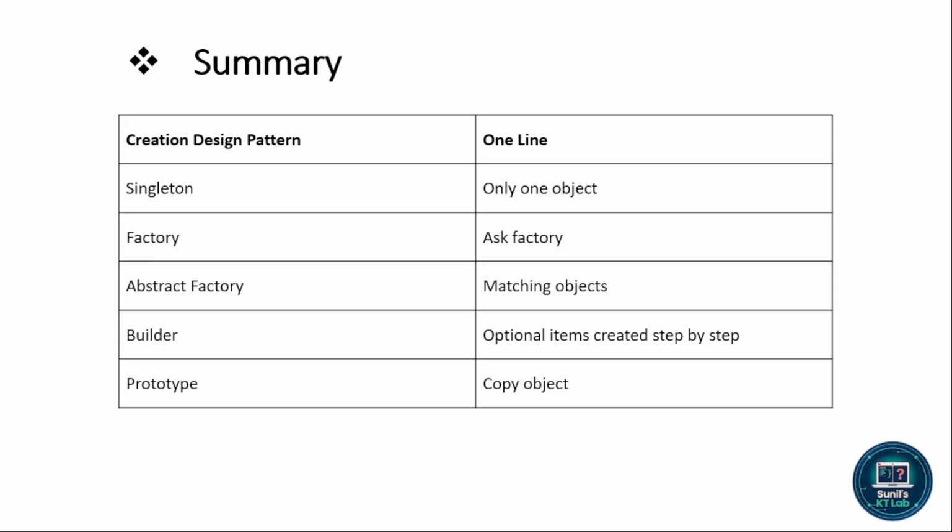Let's summarize the creational design patterns in one line. Singleton, only one object creation is allowed. Factory, ask the factory which object you want to create. Abstract factory, similar to the factory with matching object creation. Builder, optional items we have and you want to create step by step. Prototype means copying the existing object.